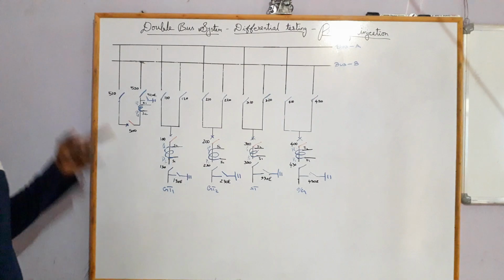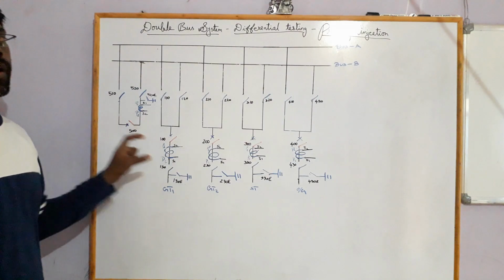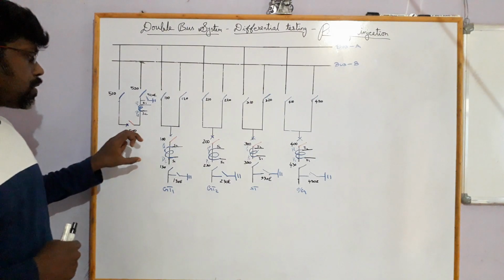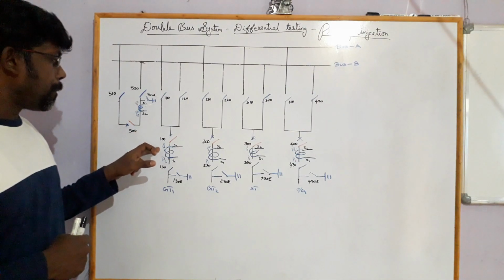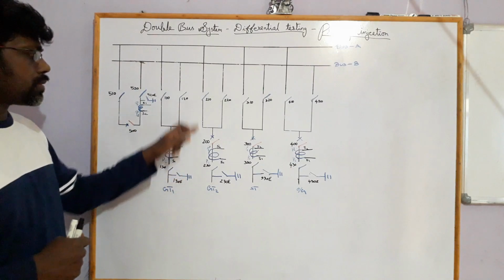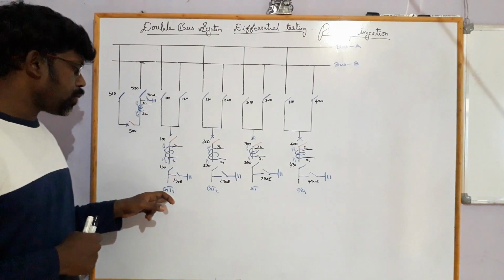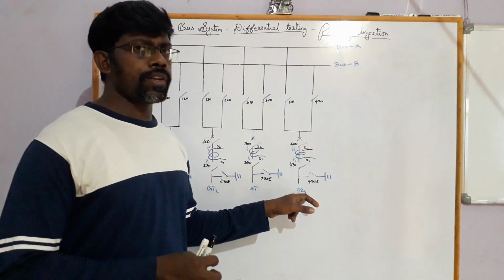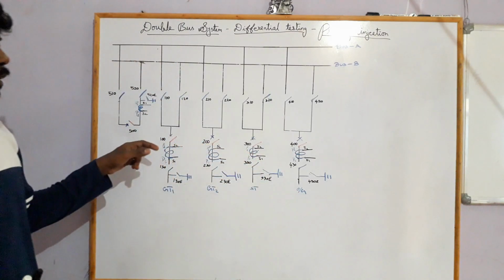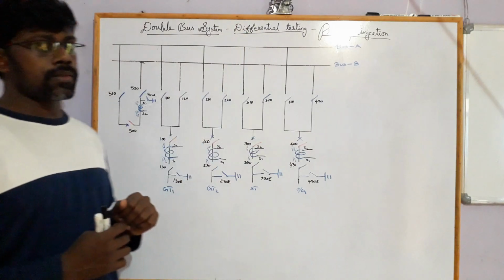In the procedure, first we have to check the CT polarity. Here, if you see in our scheme, the CT polarity all P2 is towards the bus. This GT1, GT2 is an incomer, ST and OG is an outgoing feeder. But all P2 is connected towards the bus.